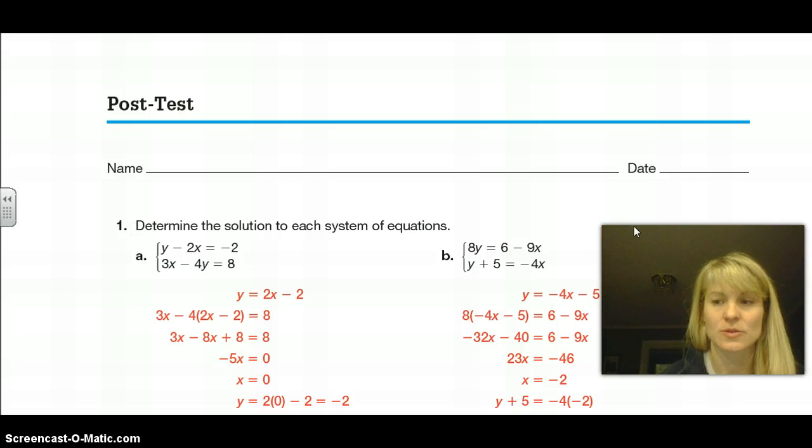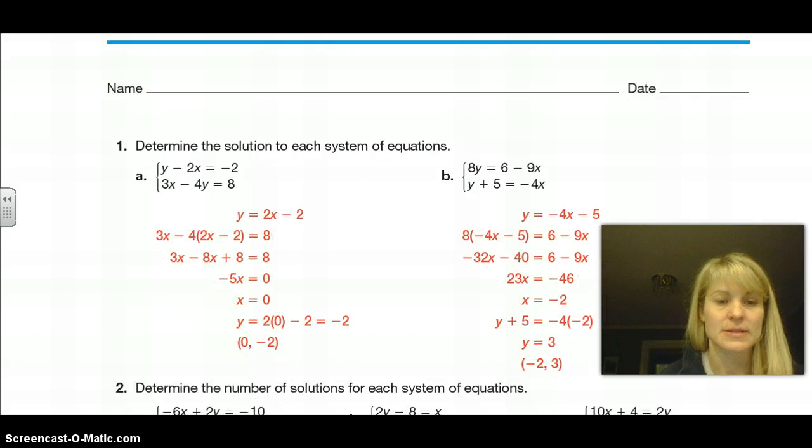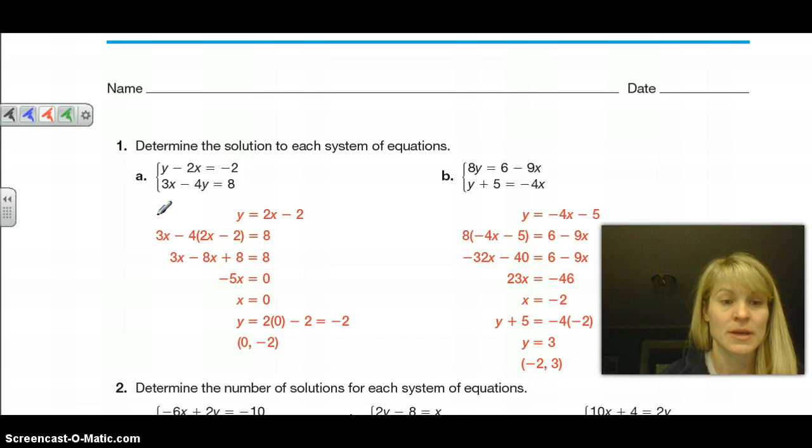This one has you, number 1, they use substitution. However, in class, it looks like this would have been a great matrix problem also. The only problem with the matrix problem is your x's and y's need to be lined up. So in order for this to be a matrix problem, I need to switch these two around. So I need to bring the negative 2x first, and then plus y equals negative 2. And then I'll rewrite this one down here.